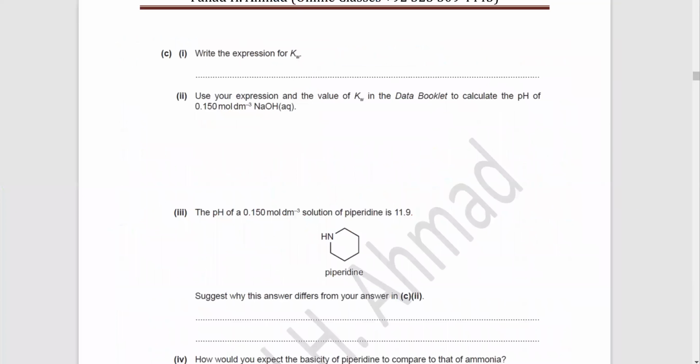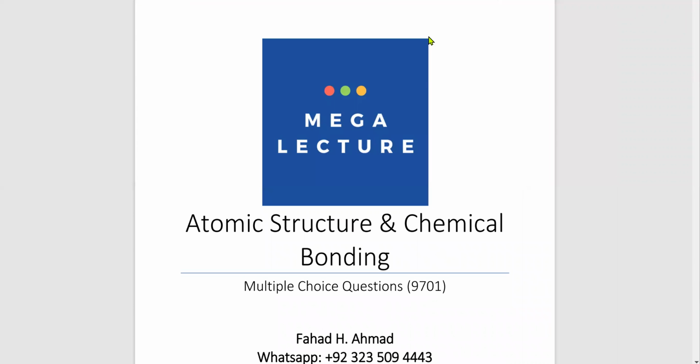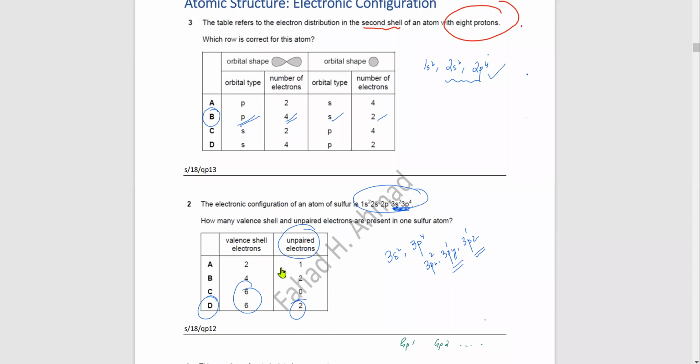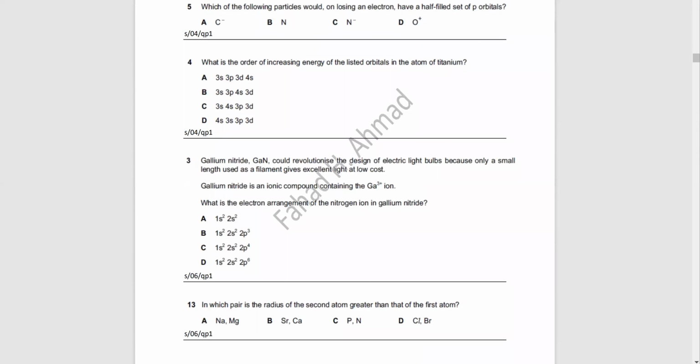Let me find the worksheet. We're going to do the atomic structure worksheet. This one, yes, about electronic configurations. Okay, some of it. Just one second. Acha, so we can start from this one.